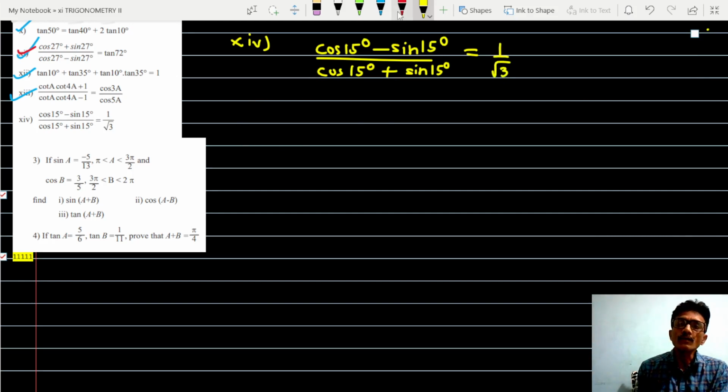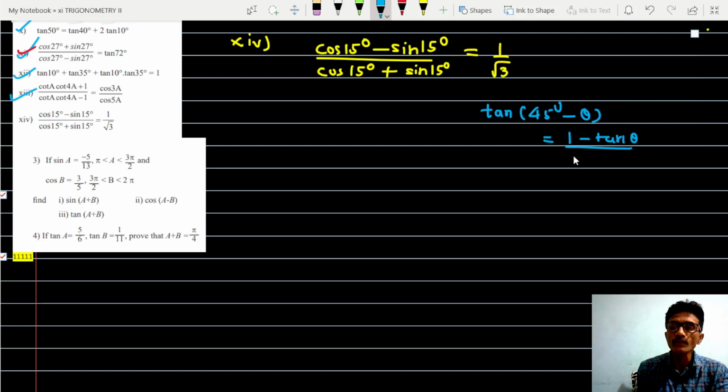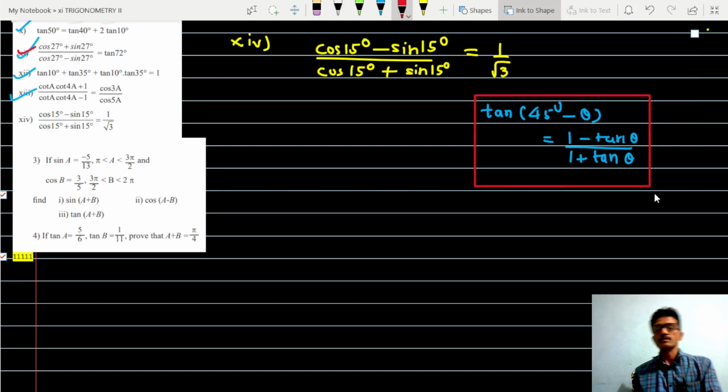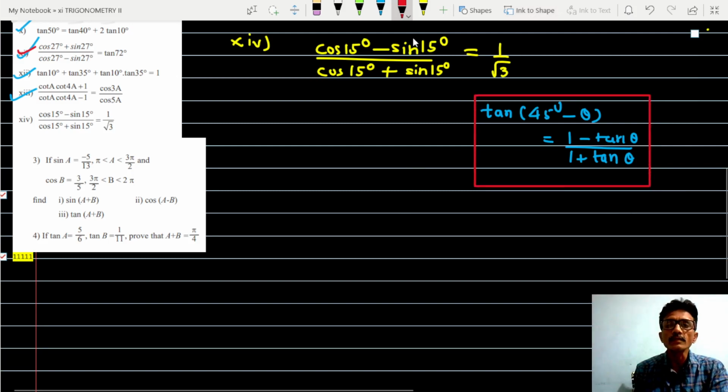So remember this formula: tan of 45 degree minus theta is equal to 1 minus tan theta upon 1 plus tan theta. So we will remember this formula, tan of pi by 4 minus theta is equal to 1 minus tan theta upon 1 plus tan theta.